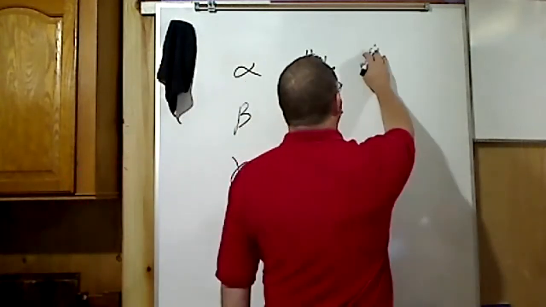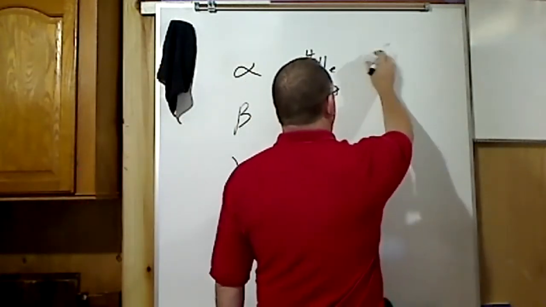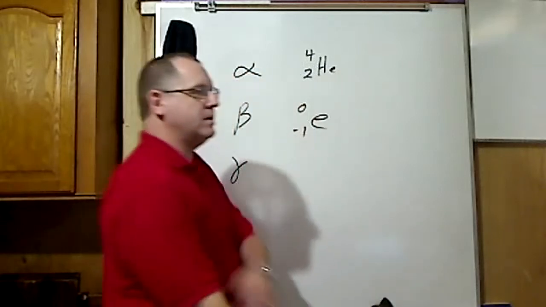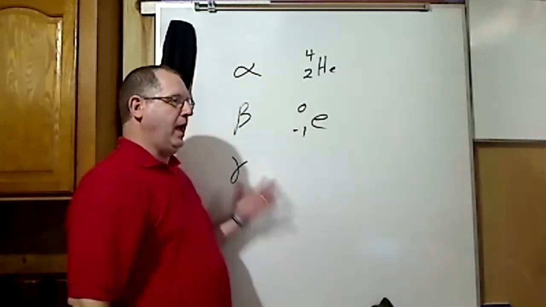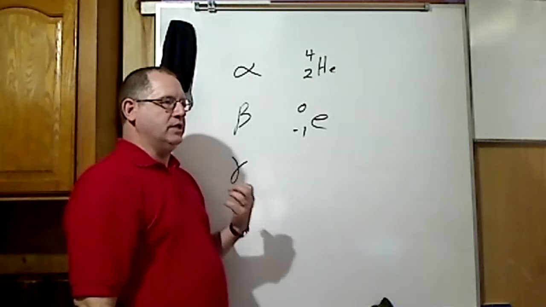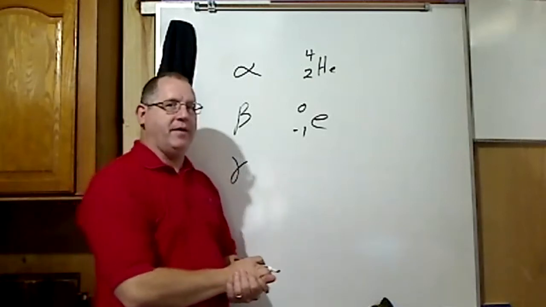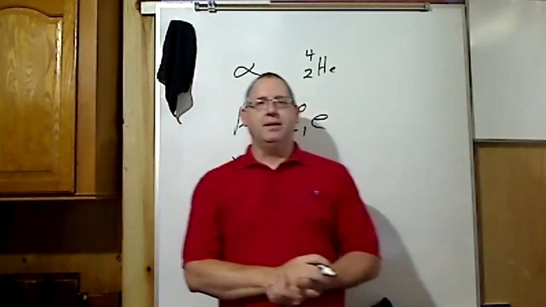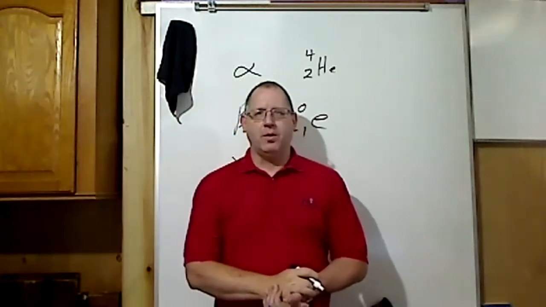So the alpha particle is going to have a +2 charge. The beta particle is going to have a -1 charge. And the gamma radiation is just energy. It's the same type of energy we see in light, except it's a little bit more energetic.